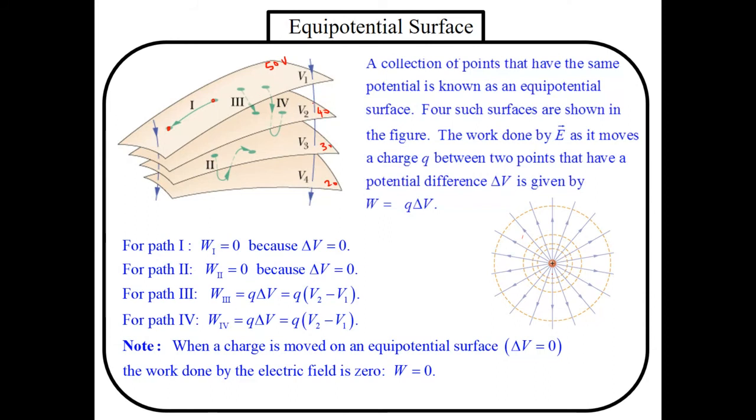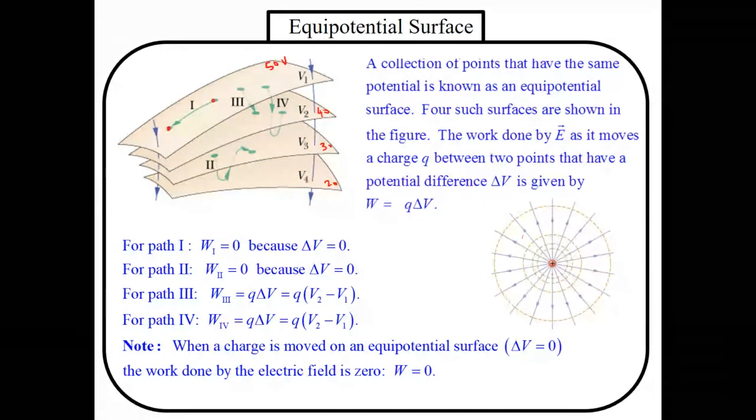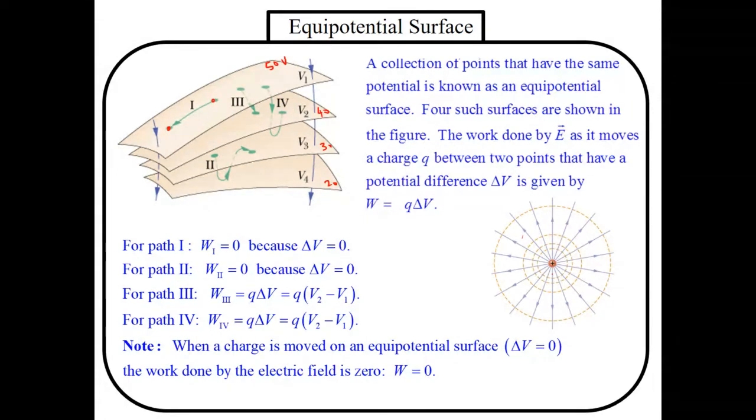So by the time 50 minus 40, you will get some value. If you want to move the charges from one layer to another layer, you will get some net work done. But if you want to move the charges on the same layer, your work done will be zero.